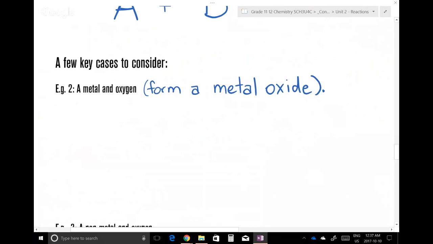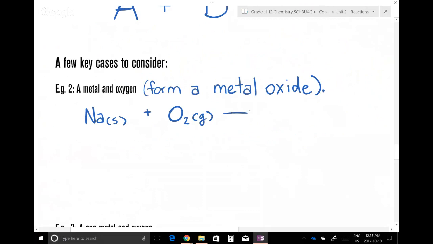So let's look at an example. Let's say, oh, I don't know, sodium, which is a solid, reacts with oxygen, which is a gas. And of course, at this point, let's say Kendra is saying, Orlando, you fool, you've forgotten the 2. And I will say, Kendra, you are right. And we will put it in there.